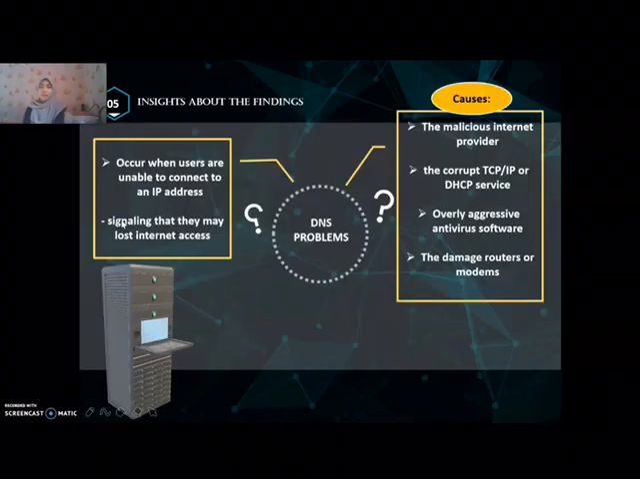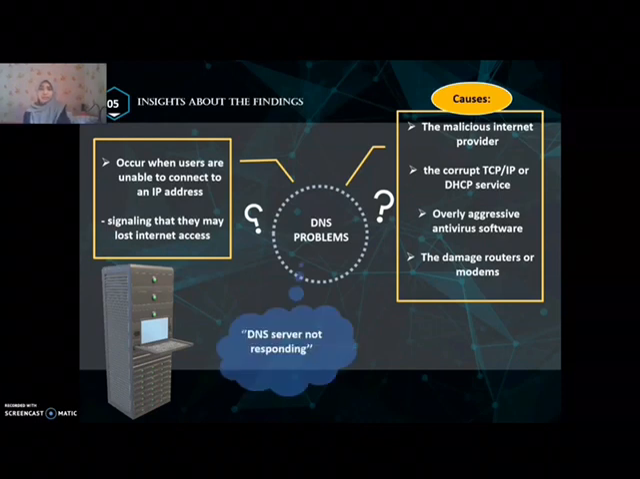So the next observation is on DNS problem, or we call it domain name system problem. A DNS error occurs when users are unable to connect to an IP address, signaling that they may lose internet access. When the browser is not able to establish a connection to the internet, the Windows troubleshooting function will infrequently respond with an error message like "DNS server not responding," like that.